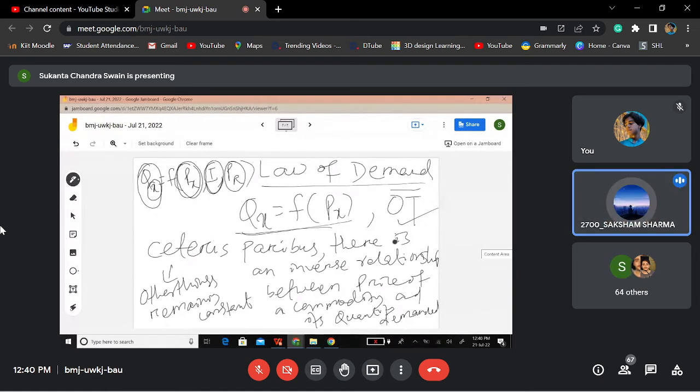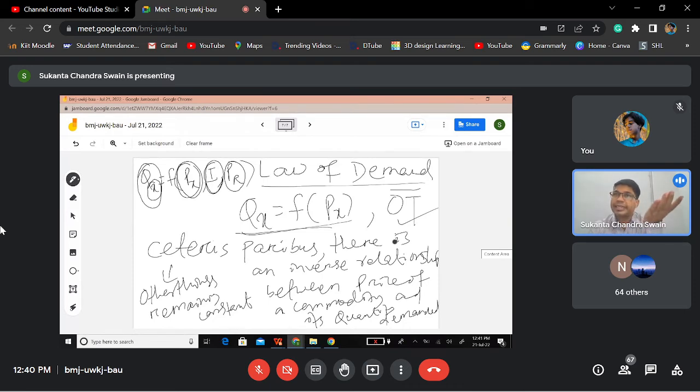Price will increase, because the sellers will be taking advantage of that. They will charge a high price. So they are directly related now.